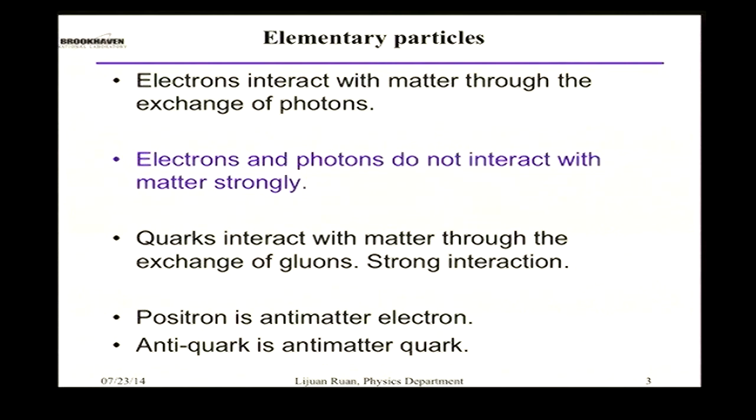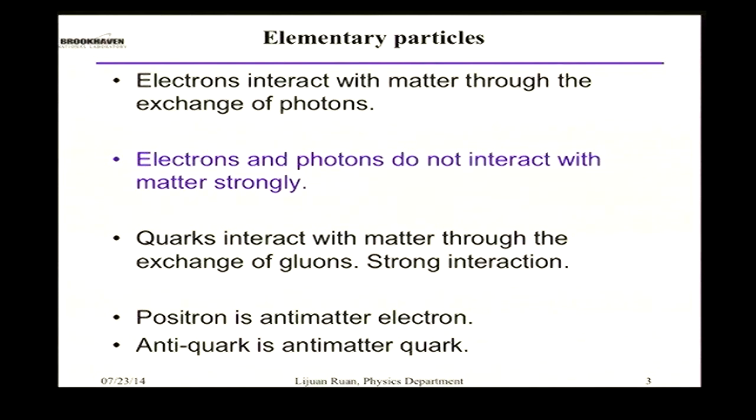Just a few facts for the elementary particles. Electrons interact with matter through the exchange of photons. And I want to mention that electrons and photons do not interact with matter strongly, and this is actually quite important. That's why we can use electron-positron as a tomography tool. And quarks interact with matter through the exchange of gluons, and this is the strong interaction.